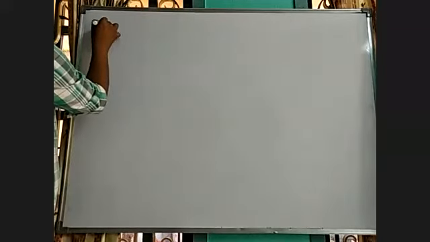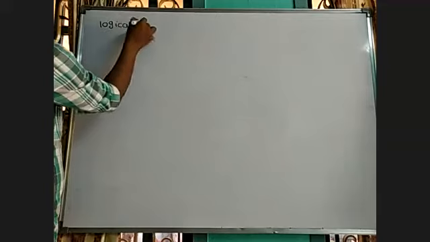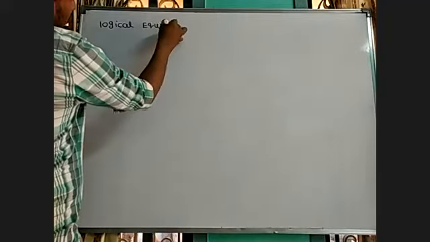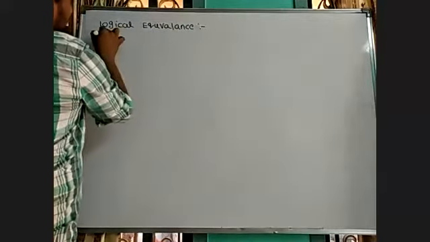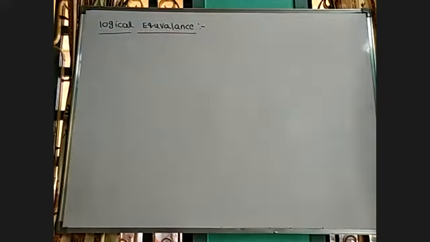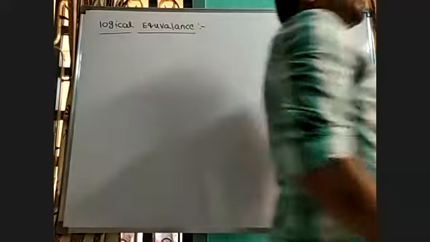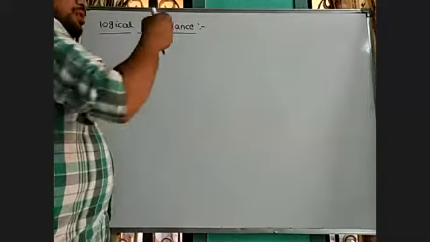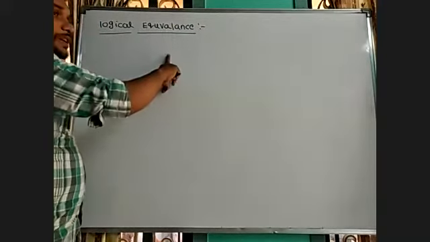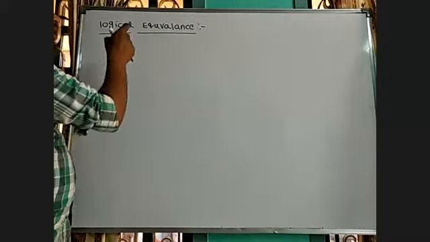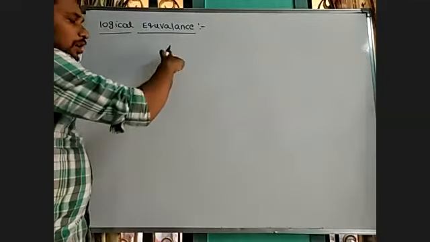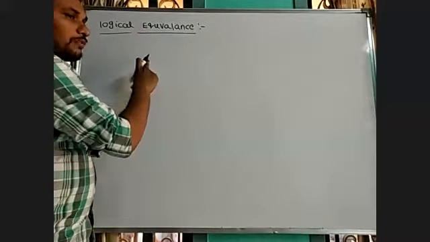Next, logical equivalence. Logical equivalence means that in these statements, P and Q, the last column we get, if both columns are equal after solving the truth table, we call it logical equivalence.